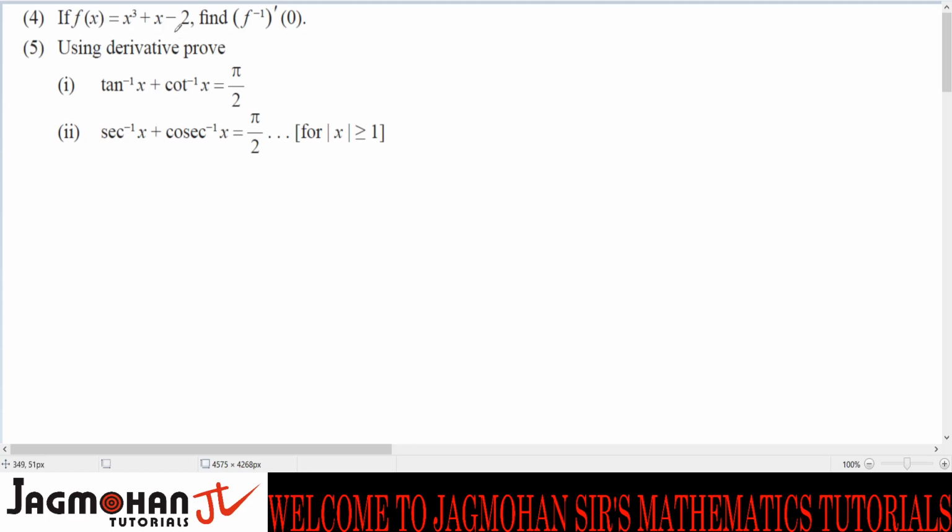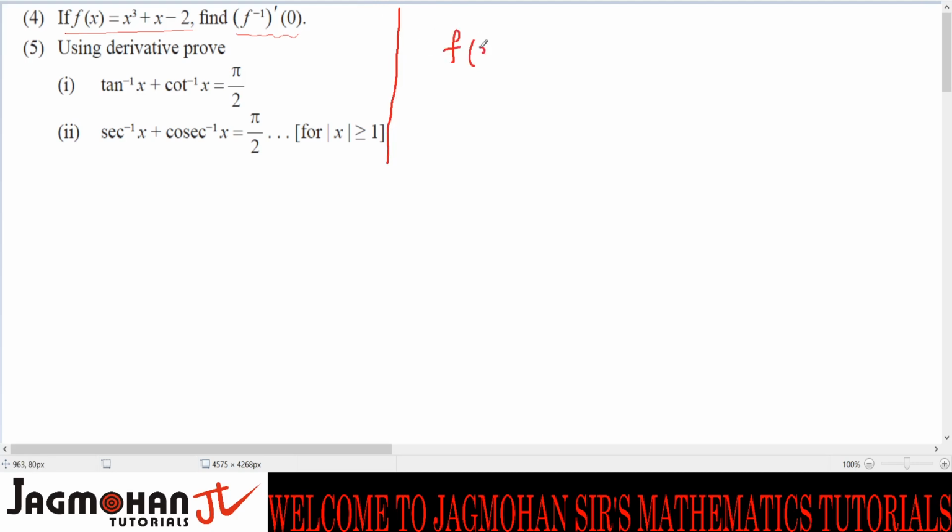It's a very simple question, and the question goes as: if f of x is equal to x cube plus x minus 2, find f inverse dash 0. Okay, so we have to find f inverse dash 0. Before I start solving the question, I would like to ask a few questions to you.